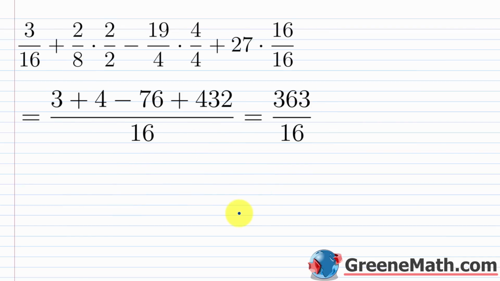So what we're going to do is go through and get a common denominator. The least common denominator is going to be 16. So I'm going to multiply this by 2 over 2, this by 4 over 4, and this by 16 over 16. And I'm going to end up with 3 plus 4 minus 76 plus 432 over 16. And this is going to give me 363 over 16.